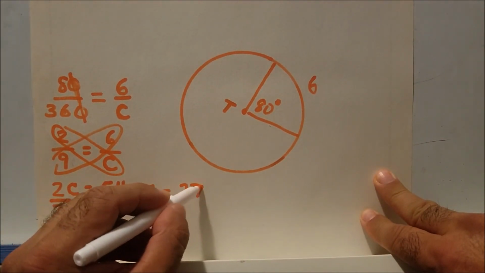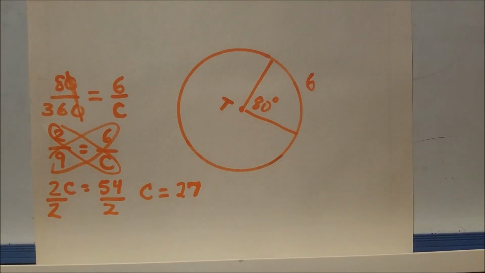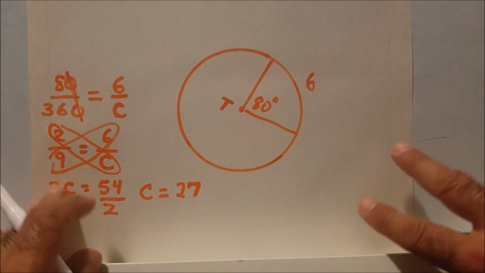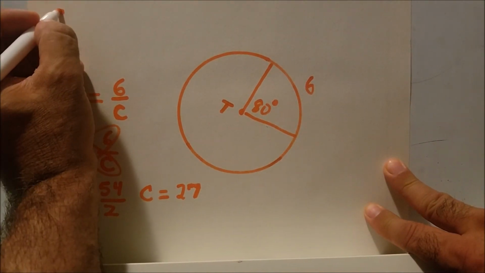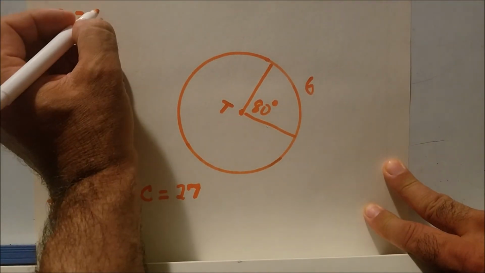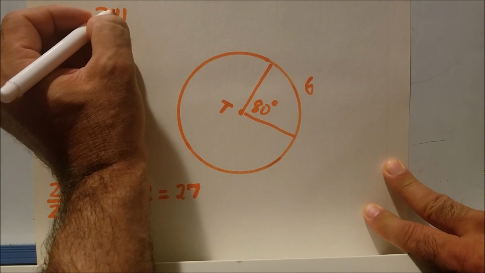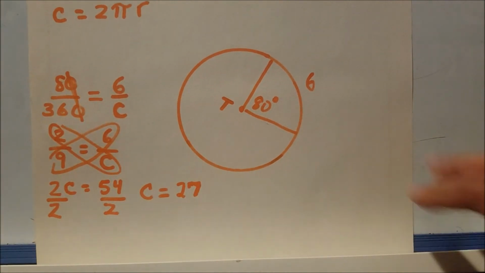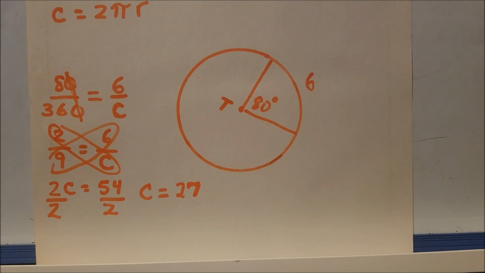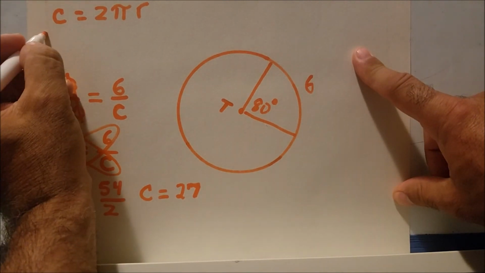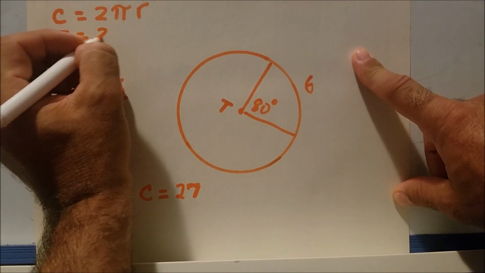So we have the circumference, and now what is the radius? So what should we do now to get the radius? Well, remember, there's another formula for circumference. We can bring it up here. Circumference is also 2 pi r. Remember, 2 pi r. And we already know the circumference. We solved that already. We have 27. So 27 equals 2 pi r.